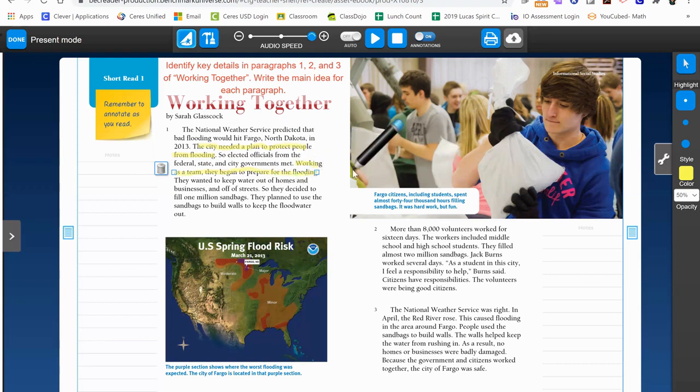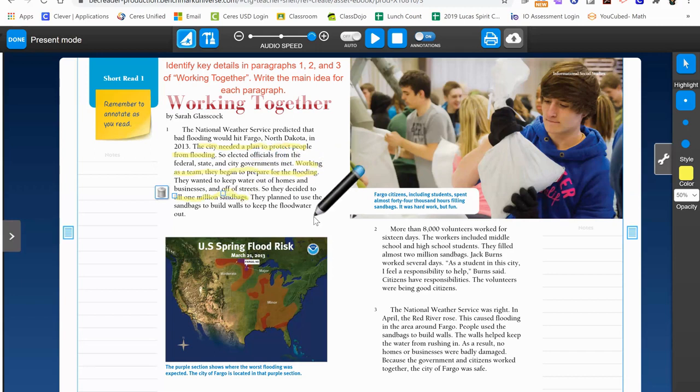Okay, let's keep reading. They wanted to keep water out of homes and businesses and off of streets. So they decided to fill 1 million sandbags. Okay, so these sentences tell me that the officials plan to use sandbags to keep the water out. Since this is the result of the officials working together, I'm going to underline this sentence. So what did they do when they were working together? They were filling 1 million sandbags.